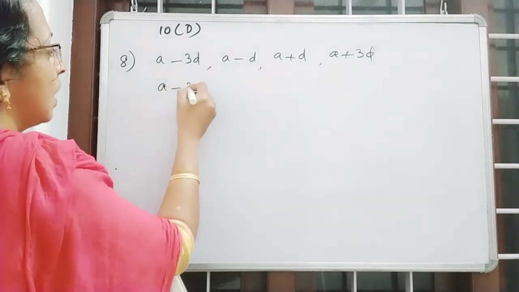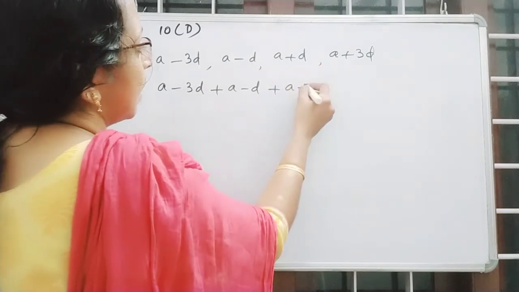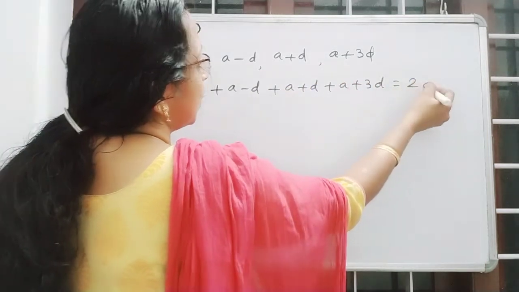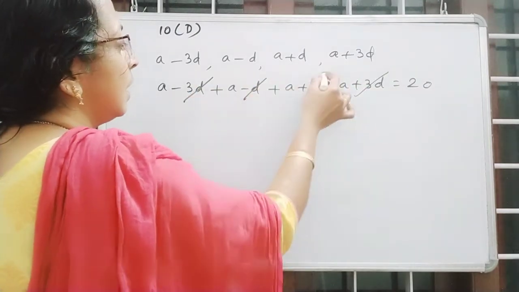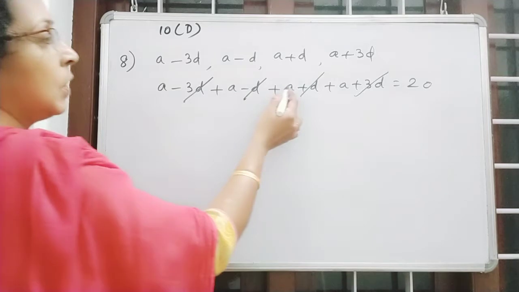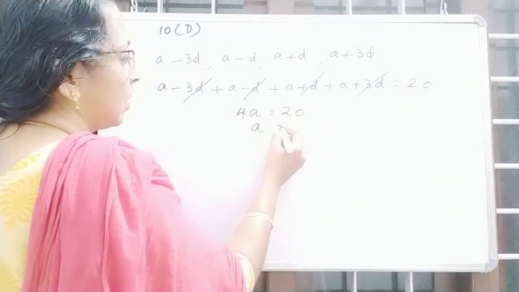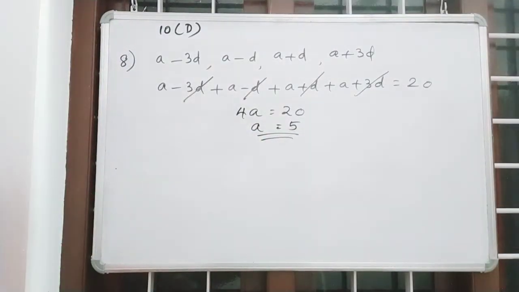So we can write A minus 3D plus A minus D plus A plus D plus A plus 3D is equal to 20. Minus 3D plus 3D cancel, D and D cancel. 1, 2, 3, 4, so 4A is equal to 20. So A is equal to 20 divided by 4, which is 5. We got A as 5.